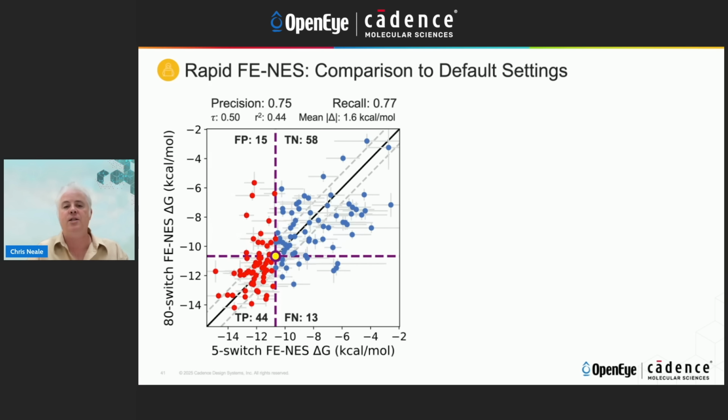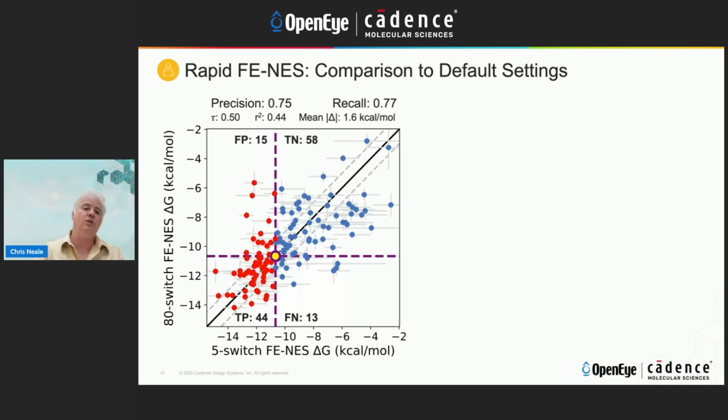We didn't actually make these 130 molecules and test them, and I don't have the experimental values for anything except that parent ligand. That's what's shown as the yellow bullseye on this plot. But what I can do is quantitatively evaluate how well 5-switch FE-NES performs as a stand-in for default 80-switch FE-NES. And that's the result on this plot.